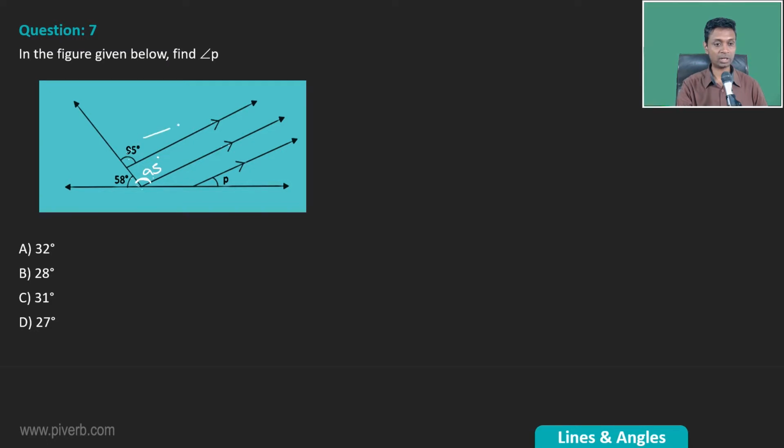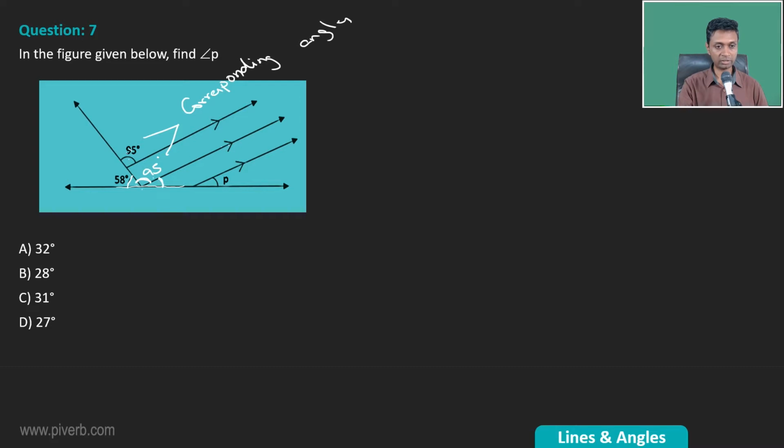These two angles are corresponding angles. We find what we can find, and then we'll build to find the remaining part. This is 95. Now think about this straight line. This is 58. This is 95.